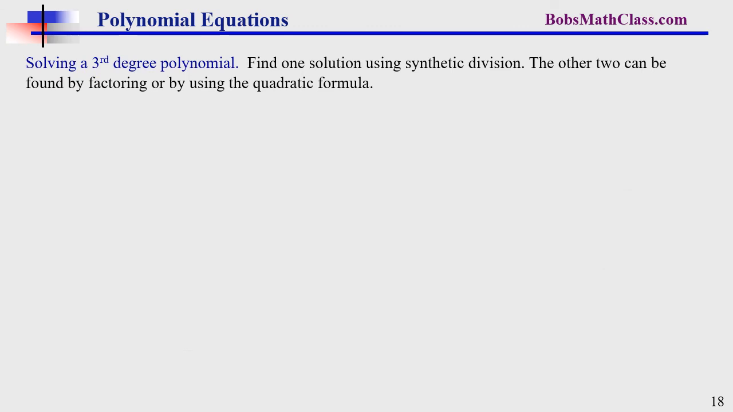All right, so here's a little note. This page is just going to be a couple notes. When it's the third degree polynomial, what did we do? We had to find one solution using synthetic division. Okay, the other two, they were either found by factoring or using the quadratic formula, or in some cases you can use the square root property if there's no x term. We had an example where we used the square root property. But that's the idea. We got to find one solution using synthetic division, and then we could solve the other two.